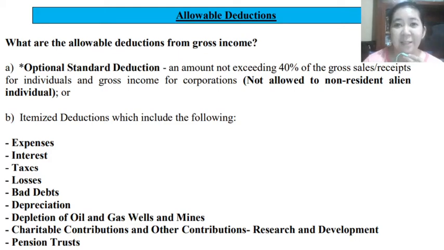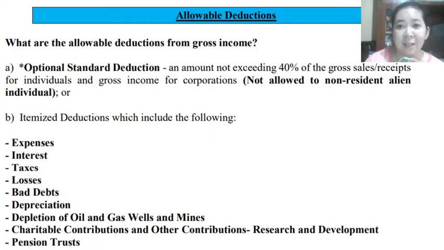Okay, so this next video lecture is still the continuation of our Module 2, Taxation for Individuals. And we are now in the allowable deductions. So, basically, we are allowed two types of deductions.